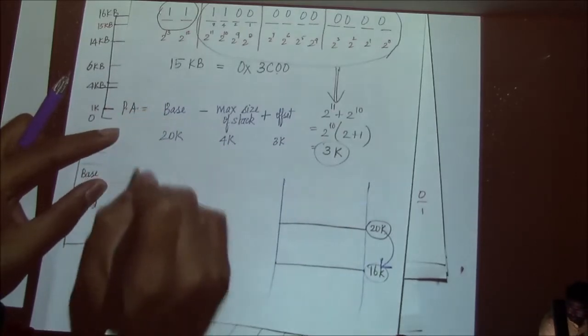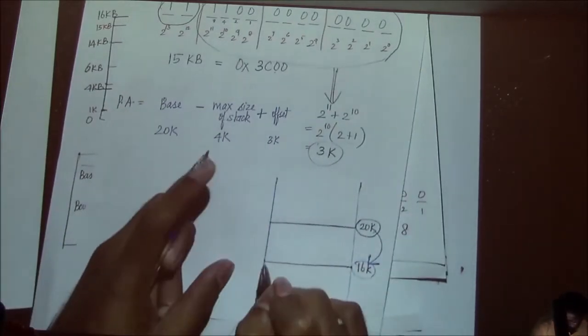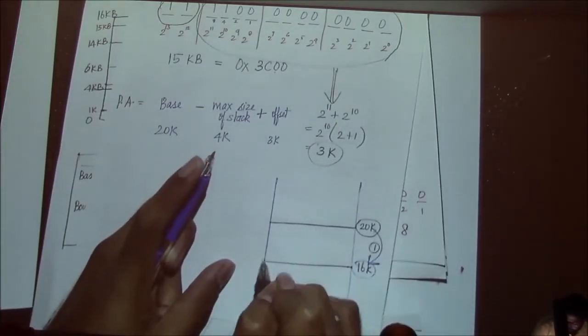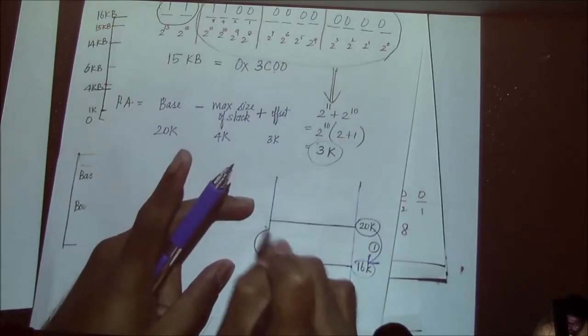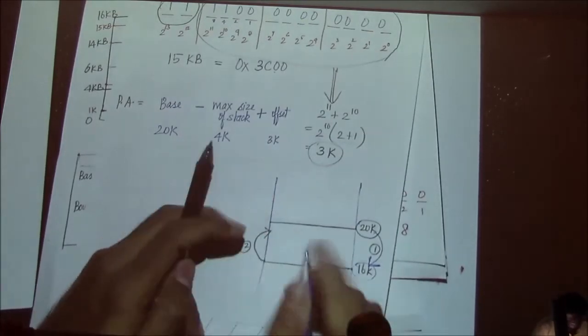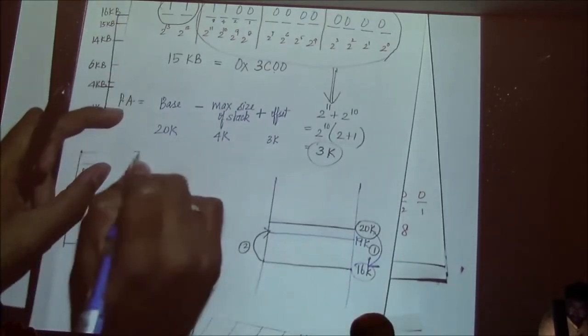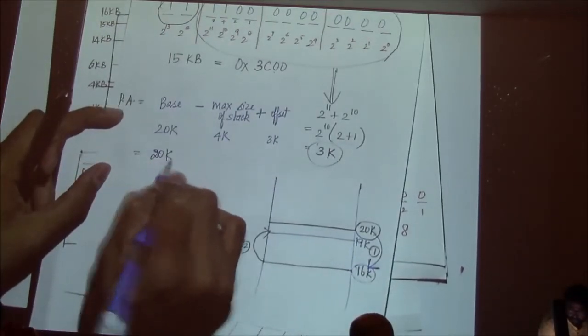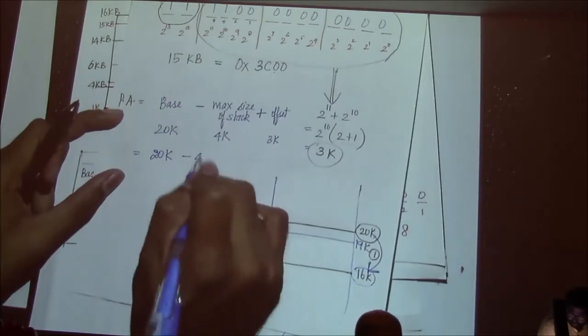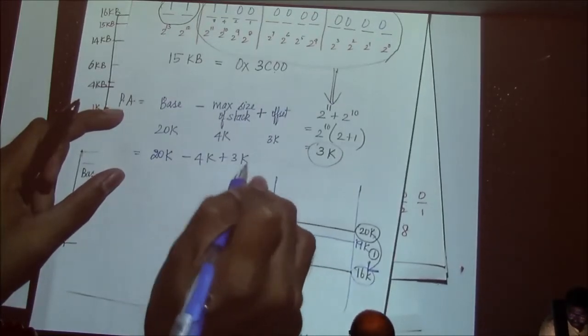Think about it. You came here and then you jumped back, this first thing that you did, then you added 3k to it. So you jumped back, in the second step you jumped here, so now you are at 19k. Now this just corresponds to 20k is the base, minus 4k plus 3k.